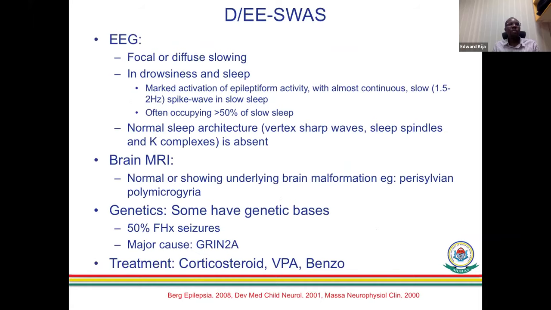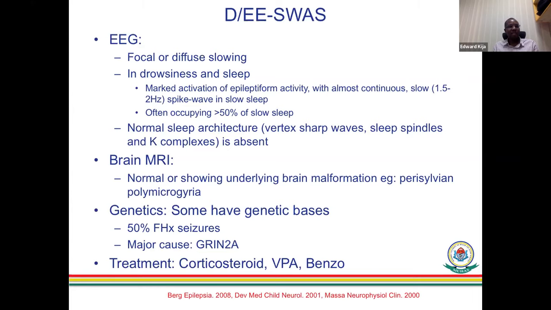The EEG mostly shows focal or diffuse slowing, but during drowsiness and sleep, that's when marked activation of epileptic activity occurs, which is almost continuous, slow 1.5 to 2 hertz spike wave activation. Previously, it was deemed that you need to have a continuous spike wave activity of more than 85% for the definition of this condition. But studies have shown even patients who have a lesser part of the slow sleep comprised of the spike wave activity also have cognitive regression. So the recent recommendation is to have at least more than 50% of the slow sleep comprised of spike wave activity.